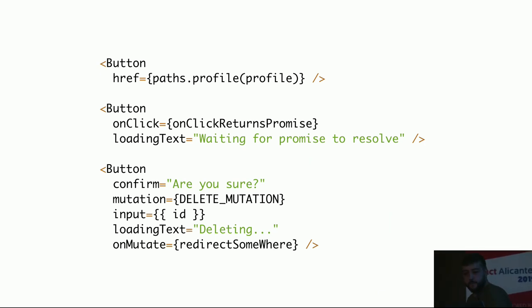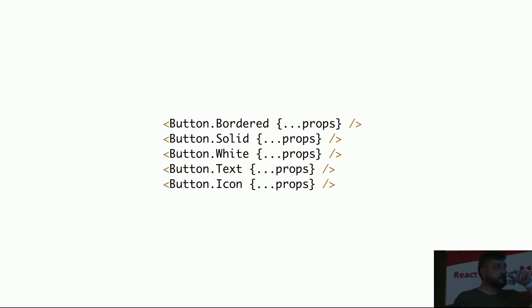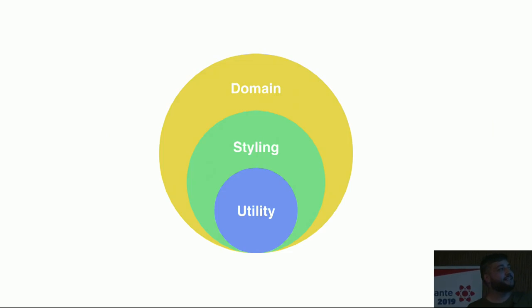We are currently migrating, this is one of the migrations we started two weeks ago, the buttons to work like that, having a golden button, solid button, white button, text button, icon button. Initially this was always the same button, but it got so hairy and complicated. But again, for the components we're building, they're like a utility core with some styling on top.